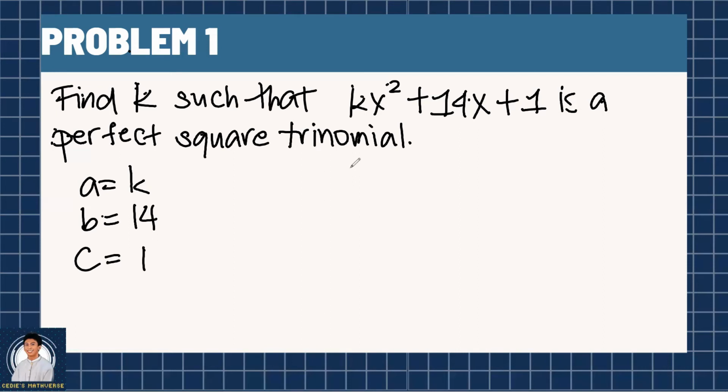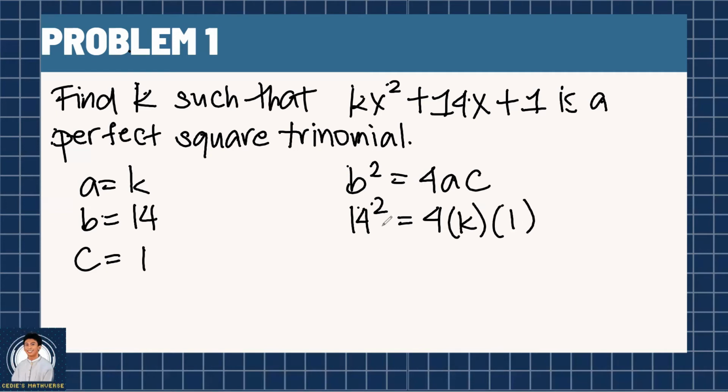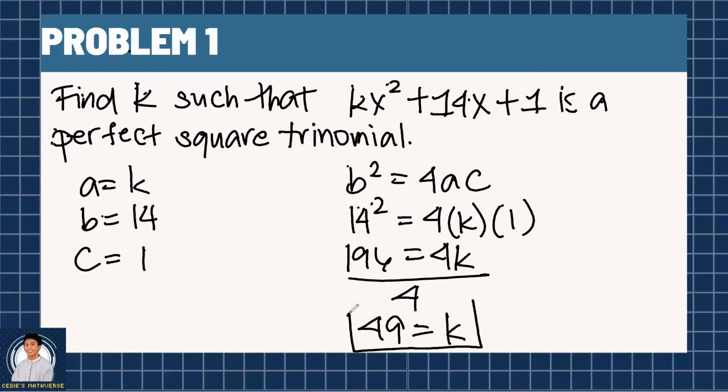Using the fact that b squared equals 4ac, we get 14 squared equals 4 times k times 1. Then 14 squared, when we simplify it, becomes 196, which is equal to 4 times 1 is 4 times k. Then dividing both sides by 4 gives us k equals 49. This means that our correct answer is 49.